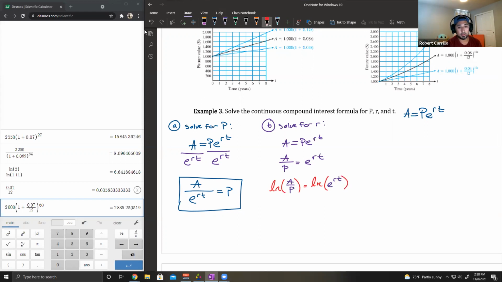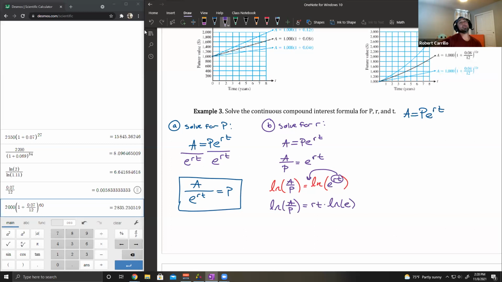And we use the power rule. That means that this RT is coming to the front again. And we have natural log A over P equal to RT times the natural log of E.